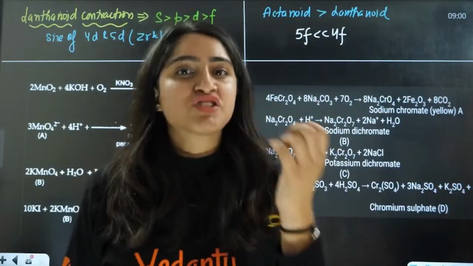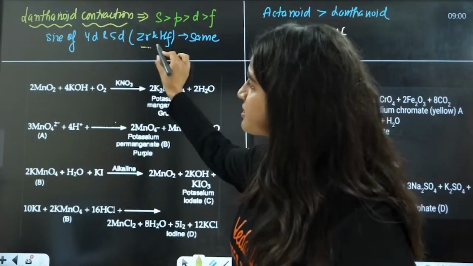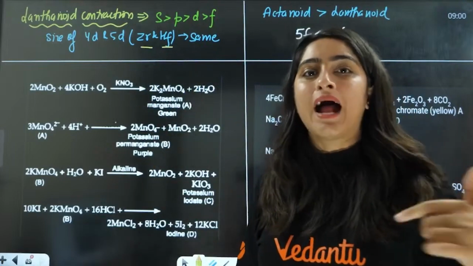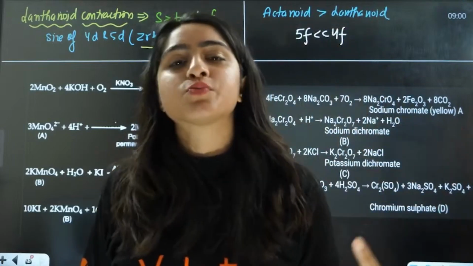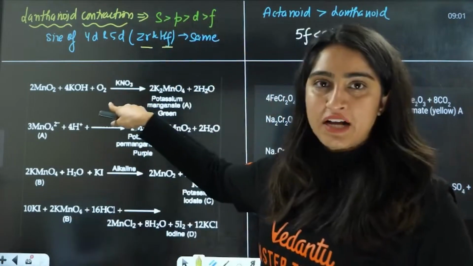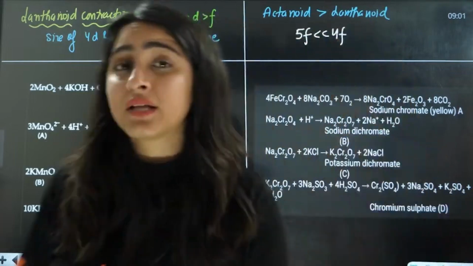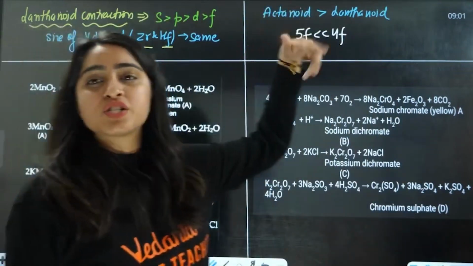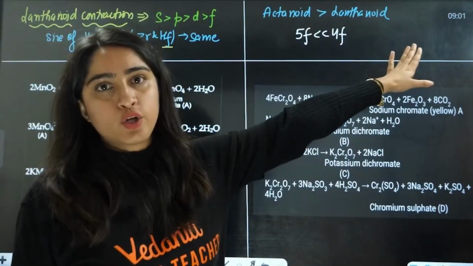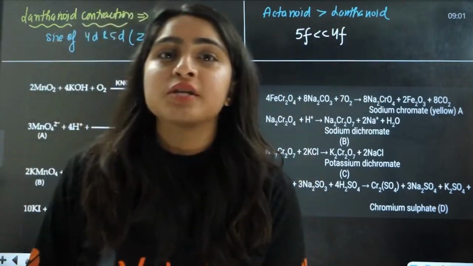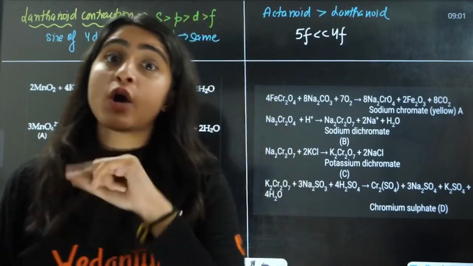And out of this, they ask why zirconium and hafnium have the same size? This is because of lanthanoid contraction, right? Okay. The next question that they can ask you is which is more, actinoid or lanthanoid contraction? Actinoid contraction is more as compared to lanthanoid contraction. Now, what is the reason?